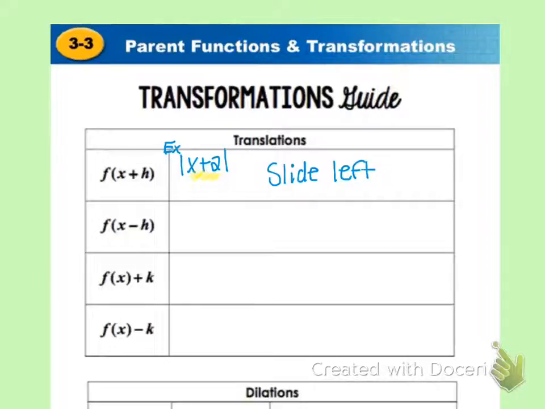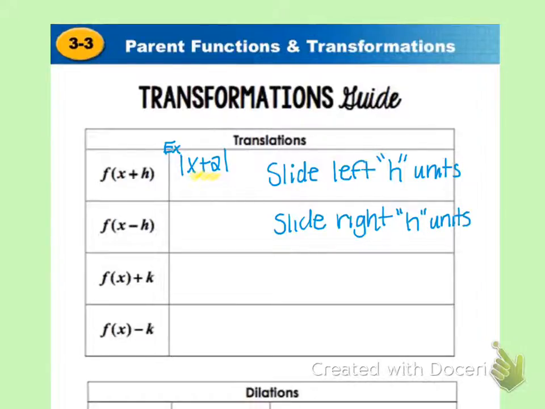So then looking at that next rule, f of x minus h, that actually is a slide to the right this time. Now in both cases, it's h units. So we would say h is like the slide factor. So the first one is a slide left h units, and the second one is a slide right h units. So it's still the same number of units. Remember when we looked at the absolute value of x minus 2, and that one slid to the right instead of to the left as we might have anticipated.